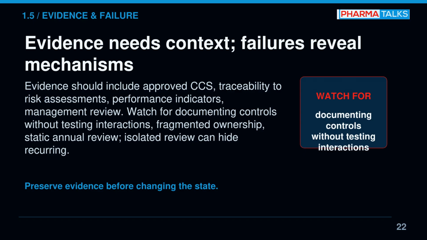The CCS should be supported by documented links to risk assessments, performance indicators, and management review. Listing controls without testing their interactions, distributing ownership too widely, or relying on a fixed annual review can conceal real system weaknesses. Review frequency should respond to changes, trends, and operating signals, not only to the calendar.